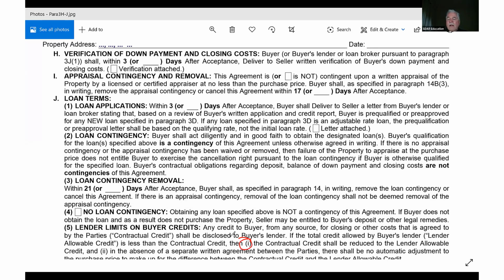Then one, the contractual credit shall be reduced to the lender allowable credit. In other words, it may not exceed the lender allowable credit. And two, in the absence of a separate written agreement between the parties, there should be no automatic adjustment to the purchase price.